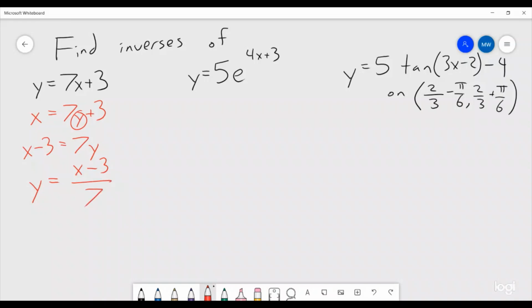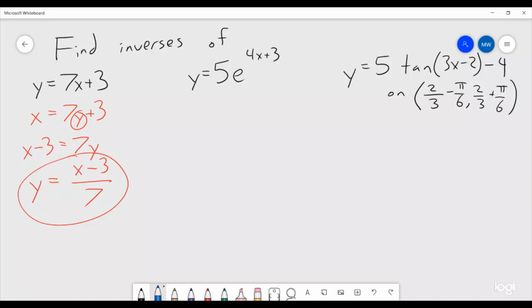The other way is you could solve for x at the start and then switch the variables. It doesn't particularly matter which one you do, but that is what we're going to be trying to do. So this is our inverse of our first function. Let's now do that for our second function.